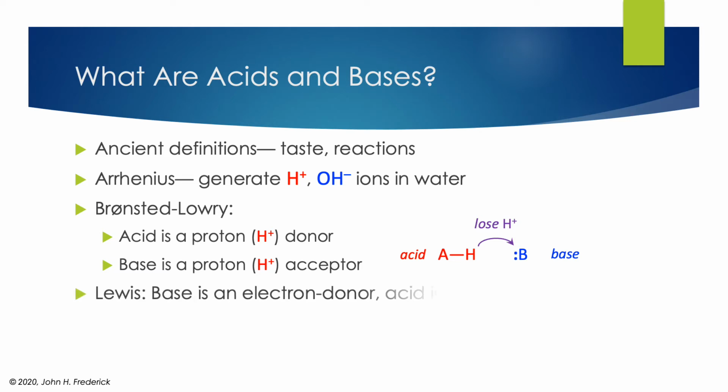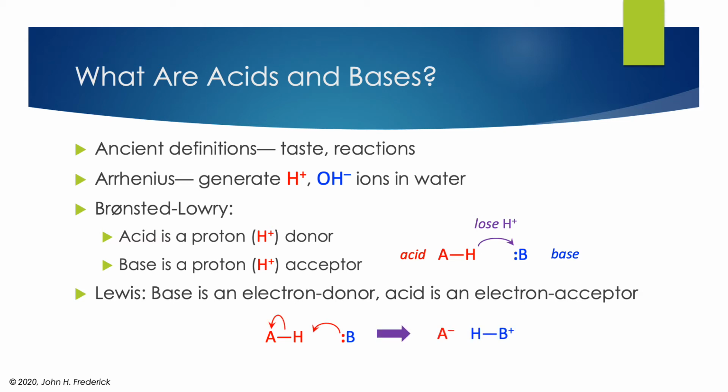Now, a better way to think of this is proposed by Lewis, and he basically defined base as an electron donor and acid as an electron acceptor. It's really the same general actions that are taking place in the Bronsted-Lowry definition, but if we follow the electrons, it makes a little bit better sense. The electrons on the base get moved over to form a bond to the hydrogen, which gives up the bonding electrons to A, and then we end up with an A- and an HB+.